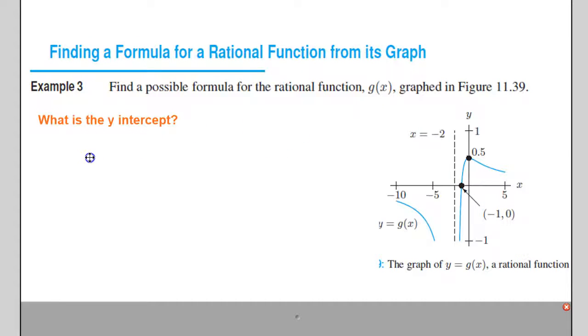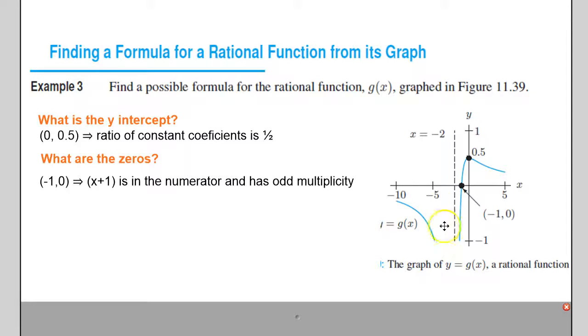First of all, the y-intercept is 0.5, so that means our rational function is going to have a ratio of constant coefficients in the numerator and denominator of 1/2. It looks like we have 1, 0 and -1, so that means x plus 1 is in the numerator of our rational function. And it seems to have odd multiplicity because it just passes through the x-axis instead of bouncing off.